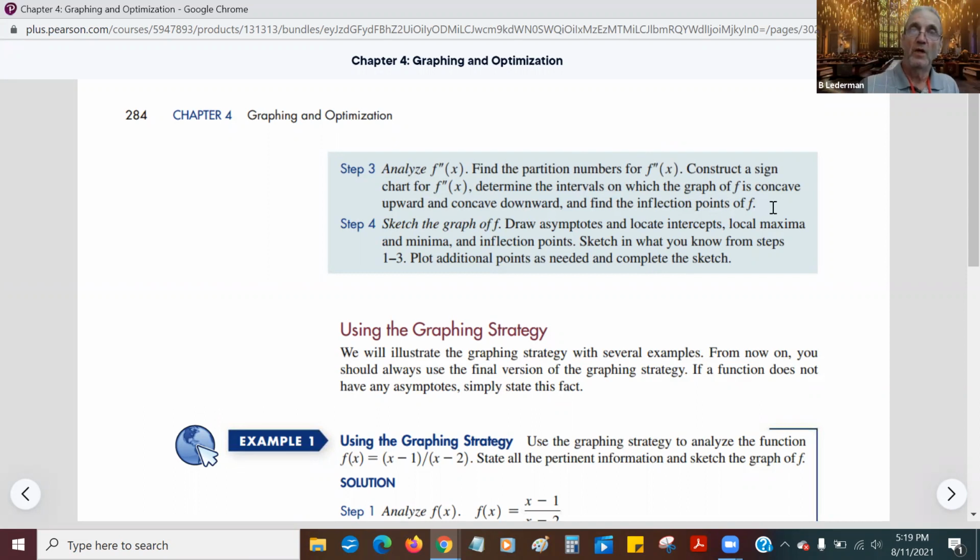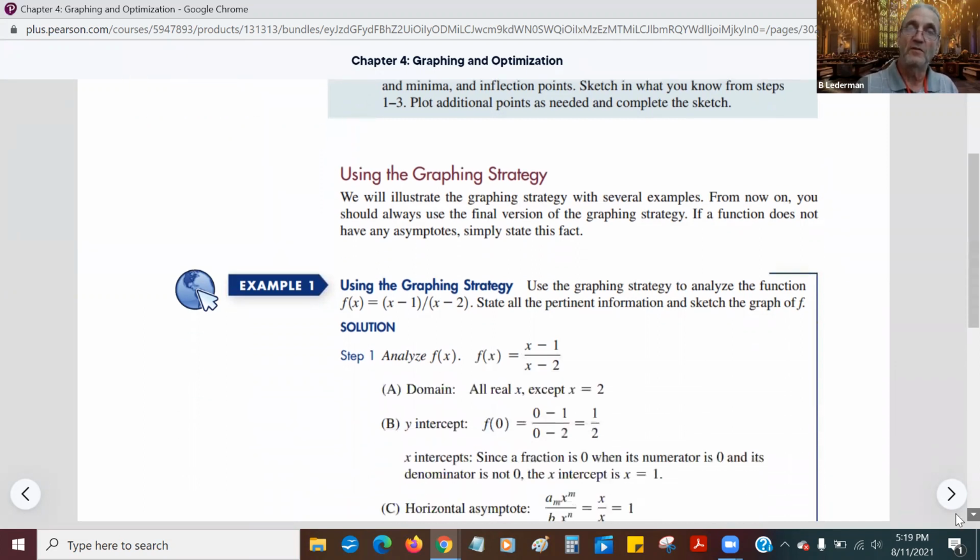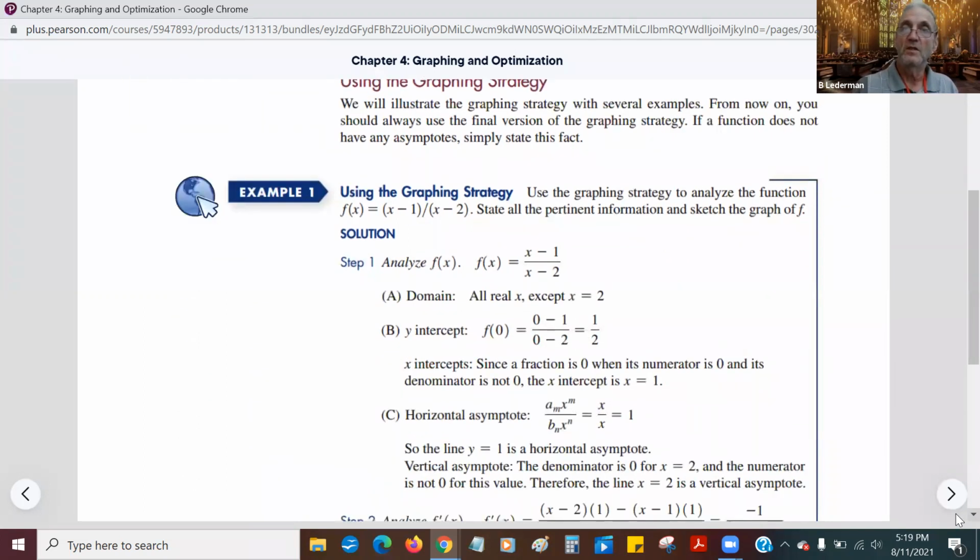So here we go. And then finally, sketch the graph. You're going to put all that together. You're going to draw the asymptotes and the intercepts and the maxima and the minima and the inflections. You're going to do everything you know and put it together to find the sketch. That's a really cool thing. So let's look at some examples now. We're going to do a whole bunch of examples, and it's going to be awesome.